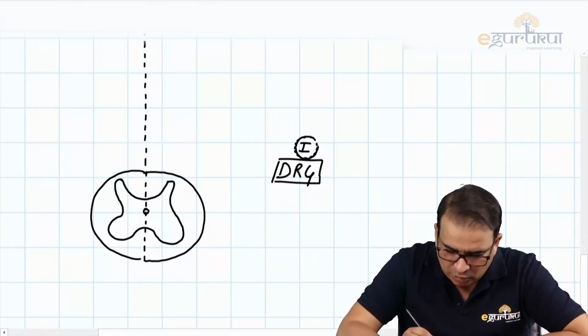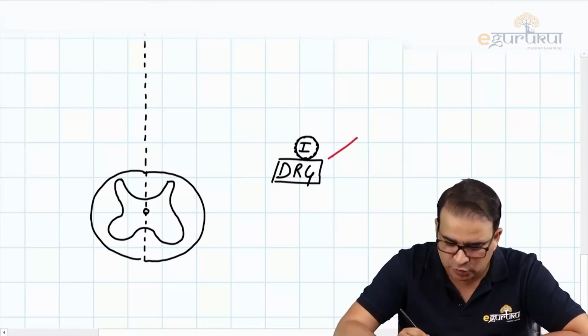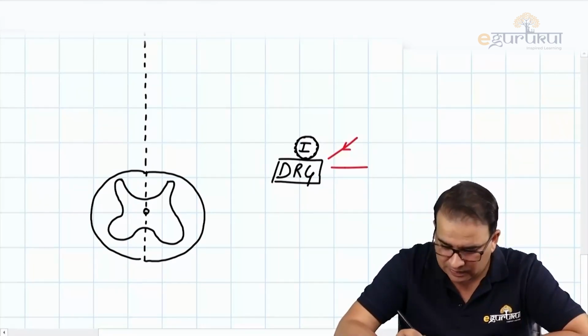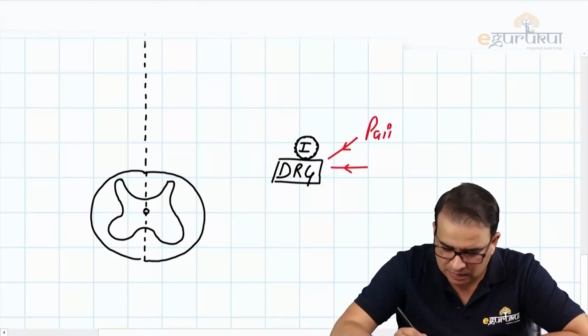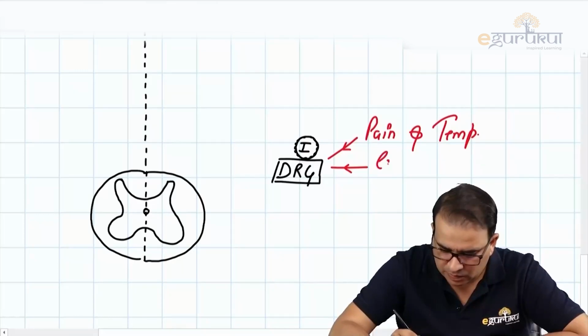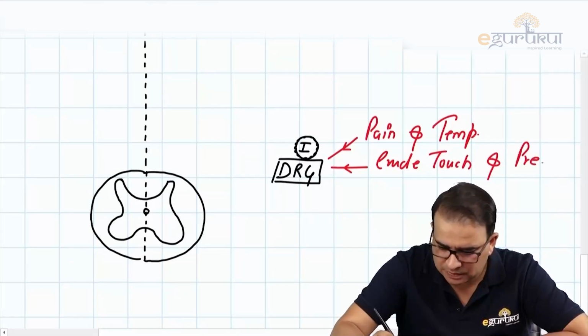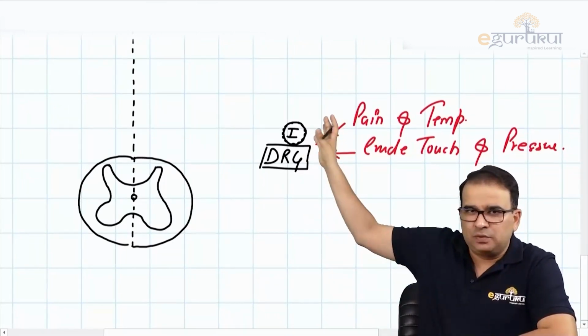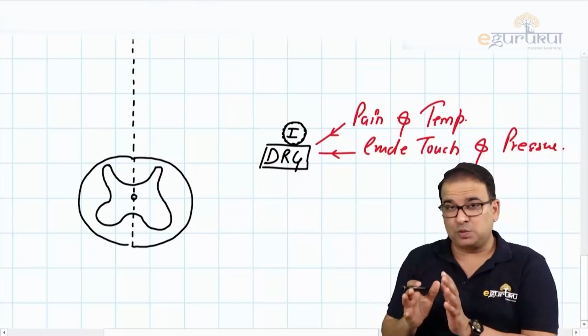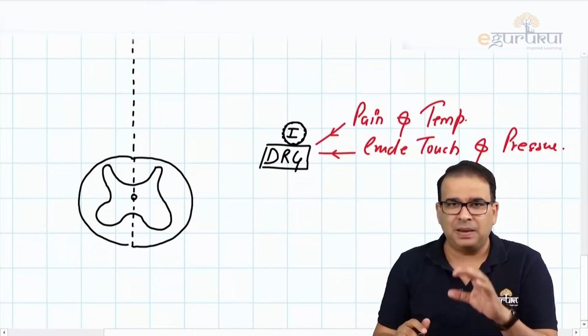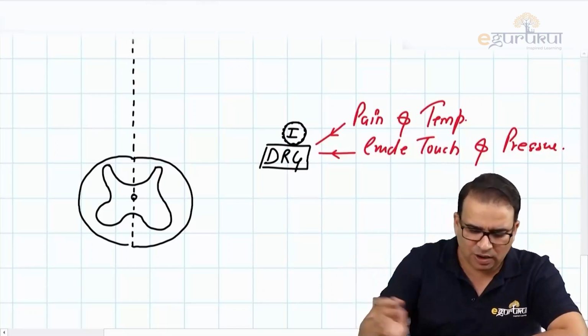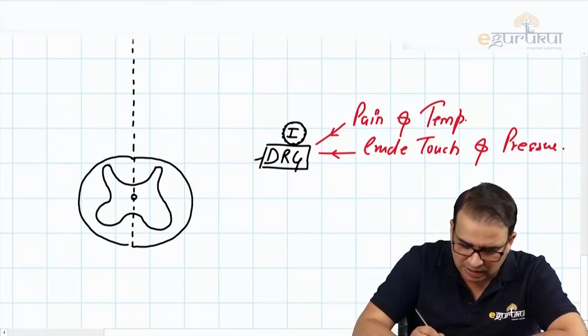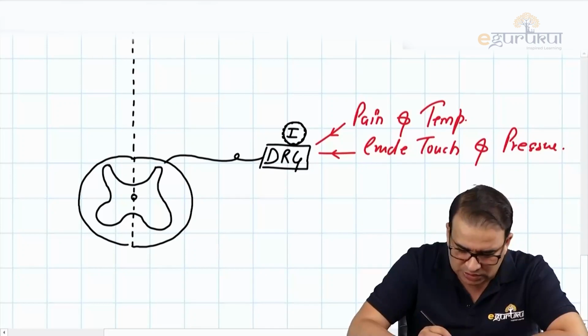Now, right now we are talking about the spinothalamic tract. That means the type of sensation which will be coming through this dorsal root ganglia are pain and temperature, crude touch and pressure. So all the sensations coming through the dorsal root ganglia inside right now, because we are talking specifically about one tract here, pain, temperature, crude touch or pressure, whatever it is, they're all collectively coming through the dorsal root ganglia into the dorsal horn of the spinal cord.